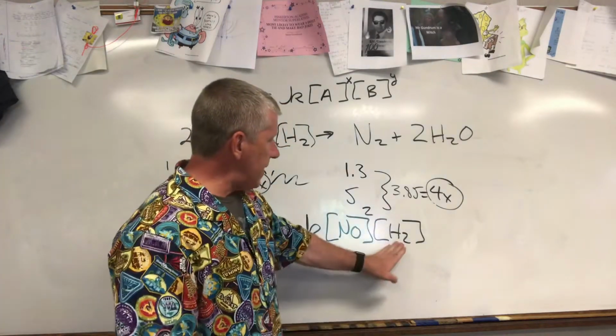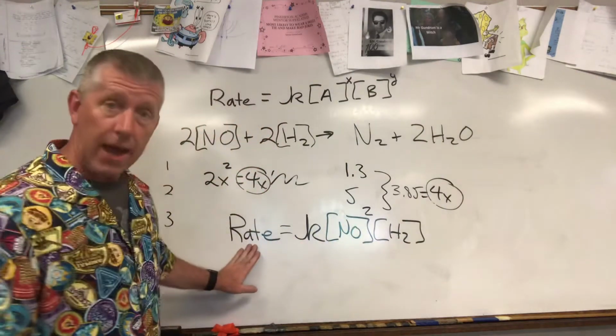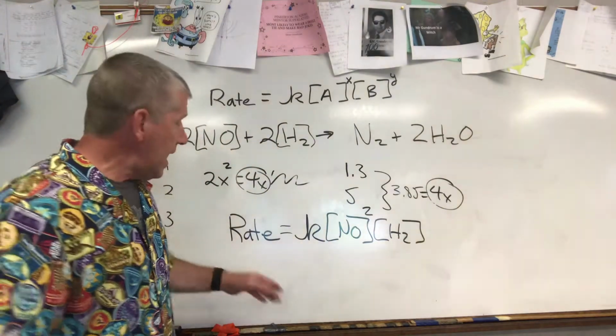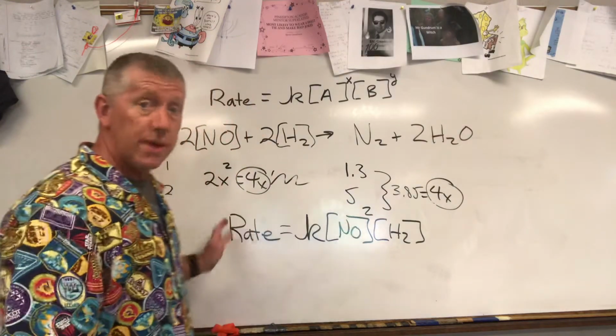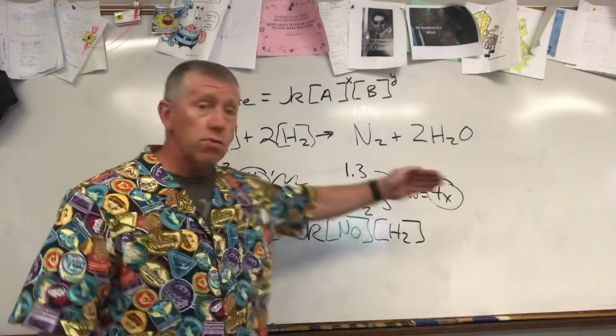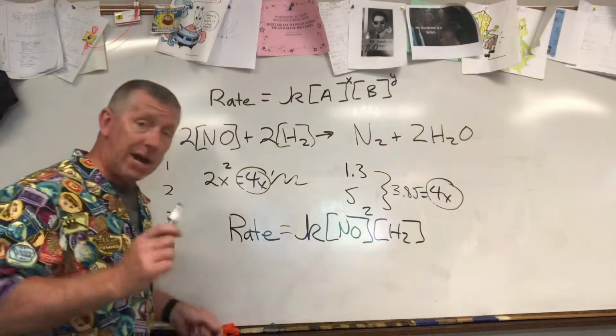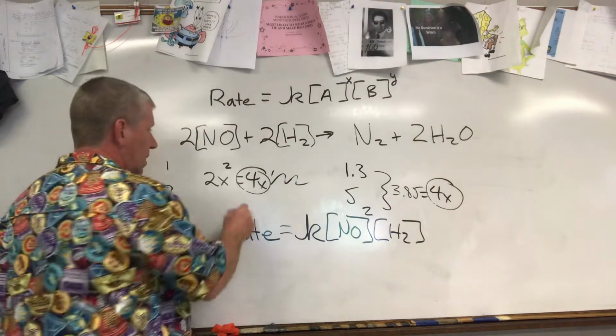So if I were to double this H, my reaction rate would double, just like it did in the experiment. If I doubled the NO, you have to double it and then square it, 4 times the rate. So that's my rate law for this reaction at this temperature.